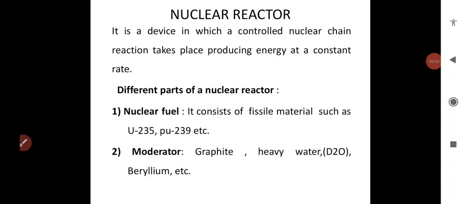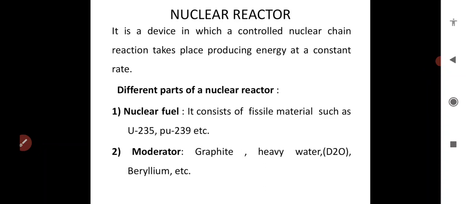Good morning, students. Today we are going to discuss different parts of a nuclear reactor. A nuclear reactor consists of different parts like nuclear fuel, moderator, control rods, coolant and shield.